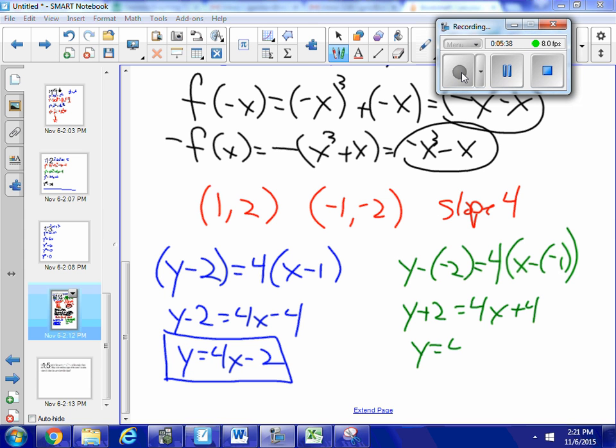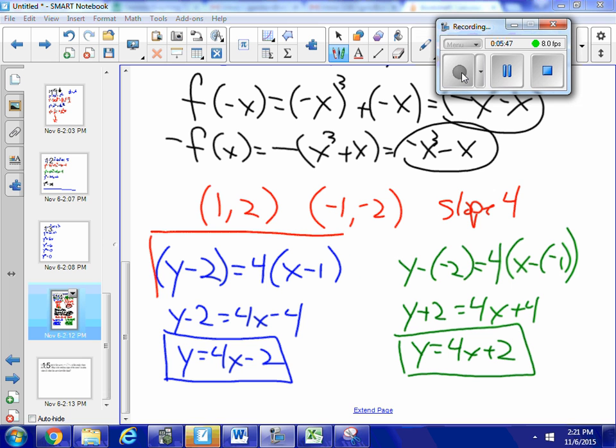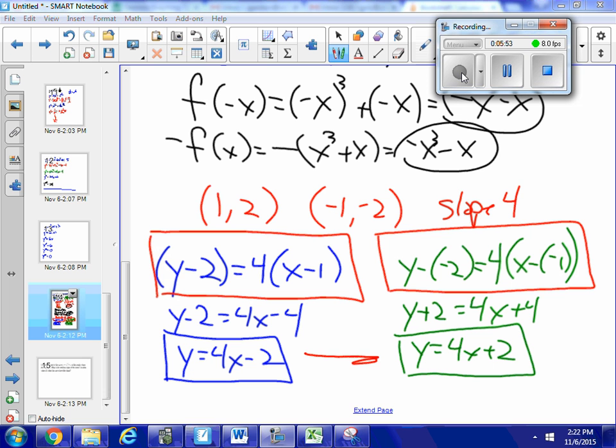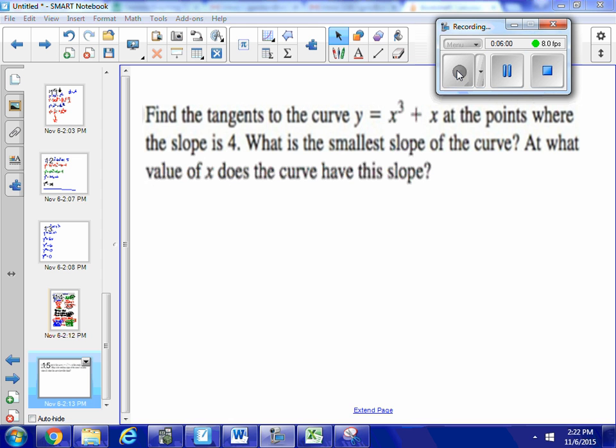And if you had wanted to leave them in point-slope form, I don't have any problem with that. This is slope-intercept form right there. So those are the equations of my two tangent lines. But my problem continues. My problem says, what is the smallest slope of the curve? Well, that's an interesting question.